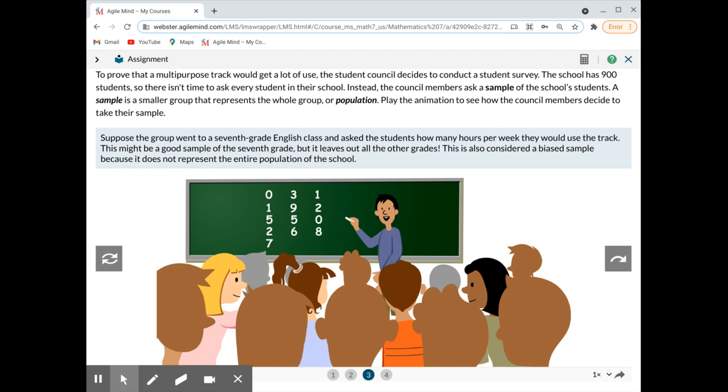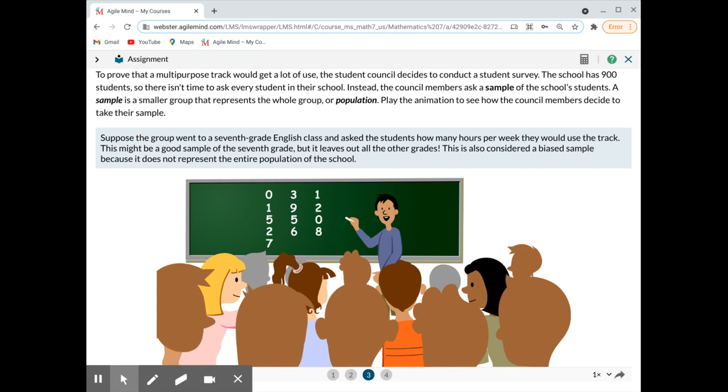What's that say for us, Layla Gibb? Suppose the group went to a seventh grade English class and asked the students how many hours per week they used the track. This might be a good sample of the seventh grade, but it leaves out all the other grades. This is also considered a biased sample because it does not represent the entire population of the school.